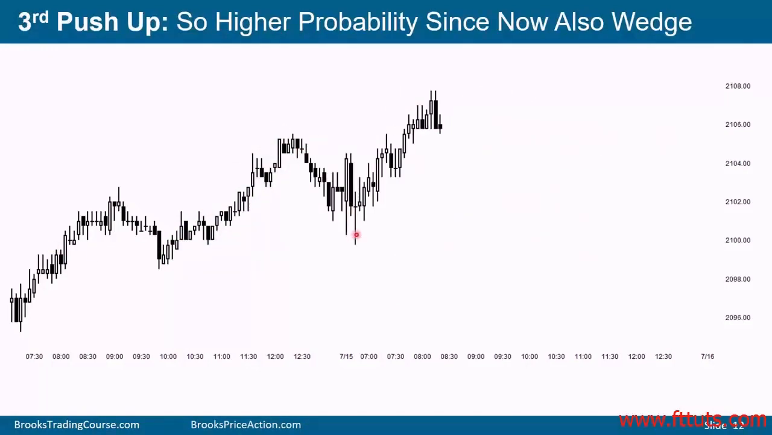Now this is good for the bears. They have a strong leg down lasting 10 or so bars with many bear bars, some big bear bars. After this, traders will look to sell a major trend reversal around this high.